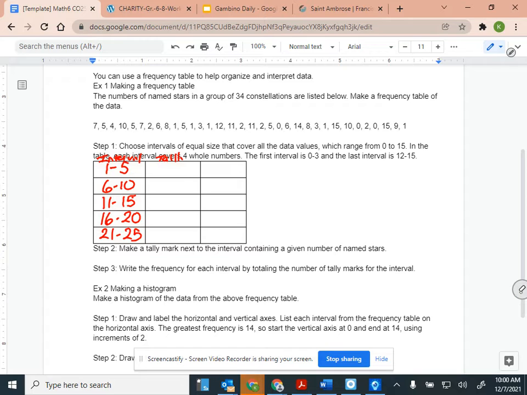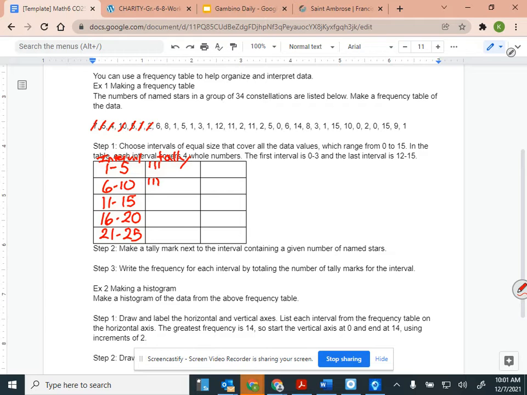Oh, it helps if I spell tally correctly. So we chose our intervals. Now we're going to do our tally marks. So I'm going to look at 7. I have one 7 there. I'm going to make one tally mark. I have a 5, so I'm going to make a tally mark where the 5s are. 4 falls in between the 1 and the 5. 10 falls in between 6 to 10. This 5 falls in the 1 to 5. The 7 falls into the 6 to 10.